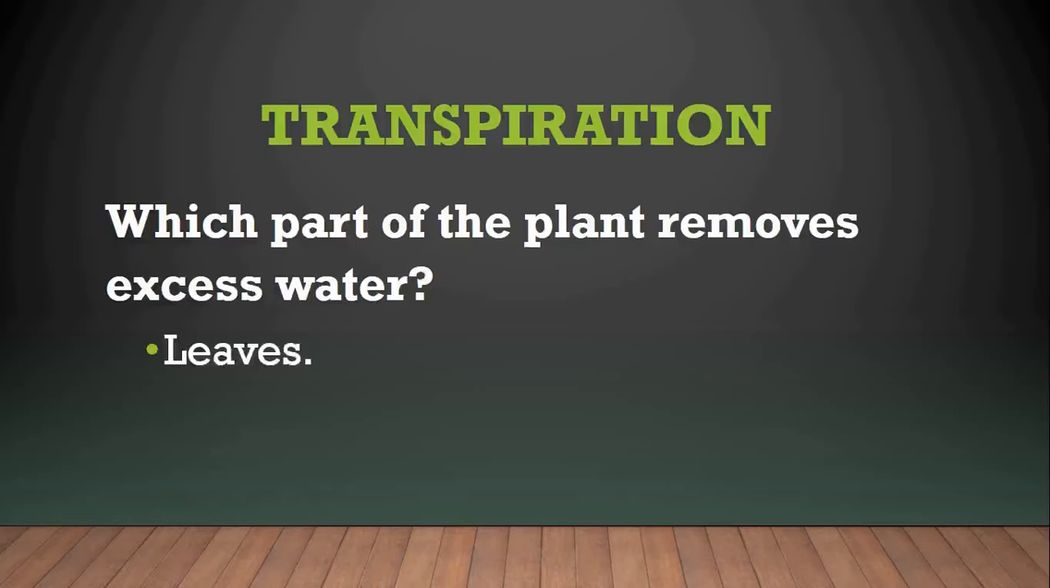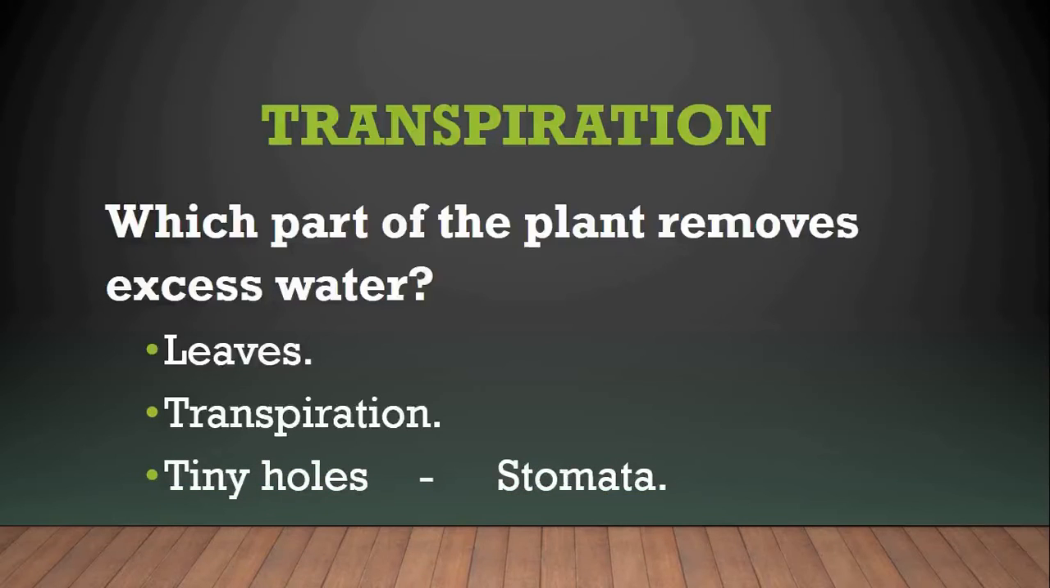This process is called transpiration. It is a process by which water moves from the soil into the leaves. Leaves have tiny holes or openings called stomata that help them to remove extra water. The water warmed by the sun turns into water vapor and passes through the tiny pores on the leaf surface.